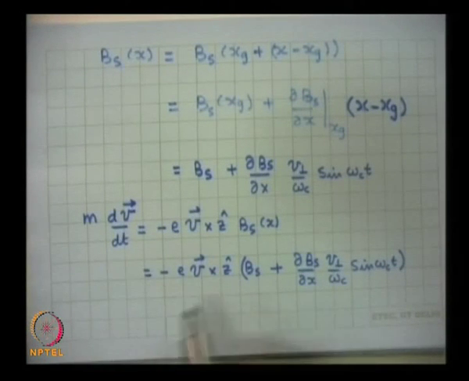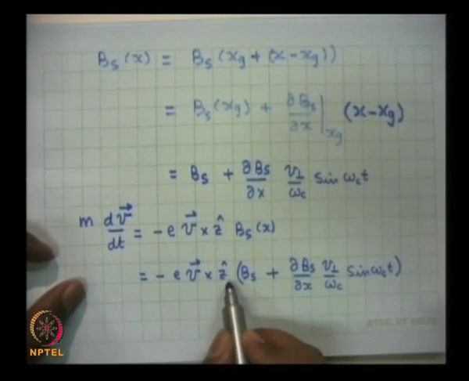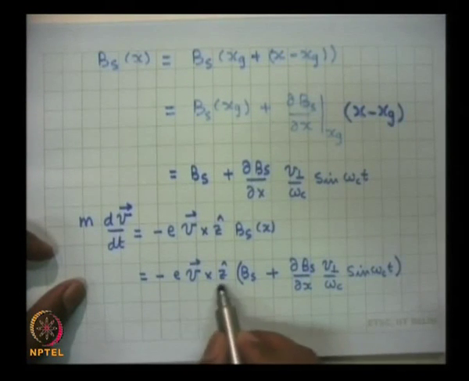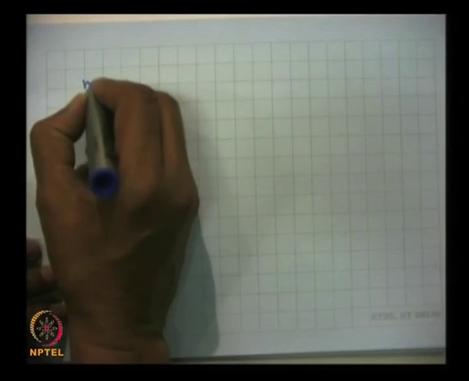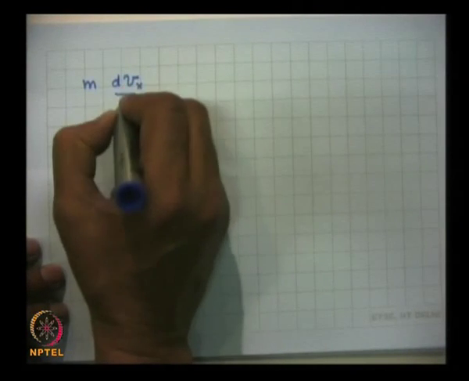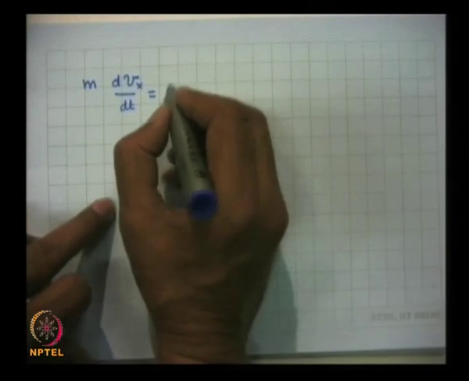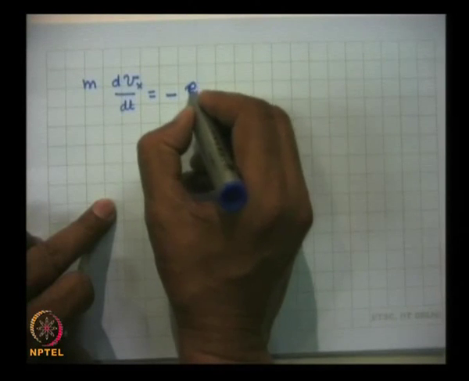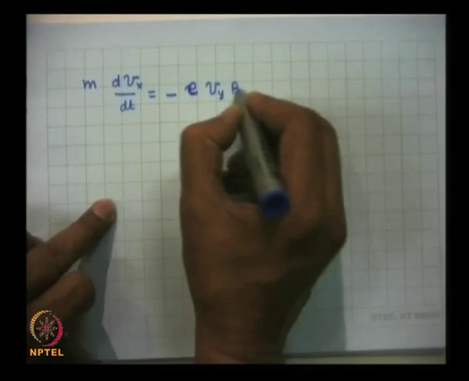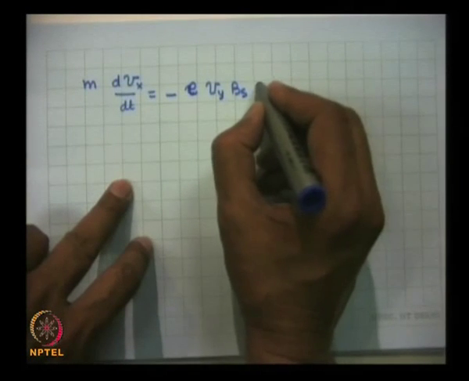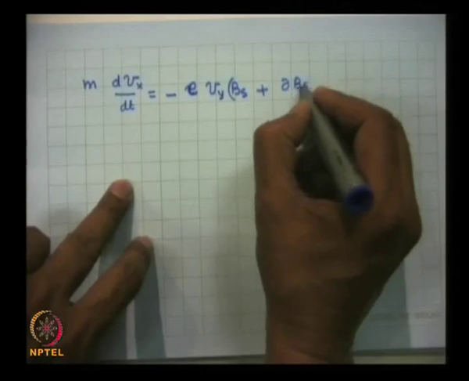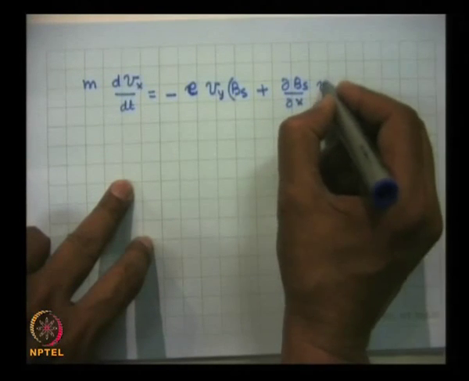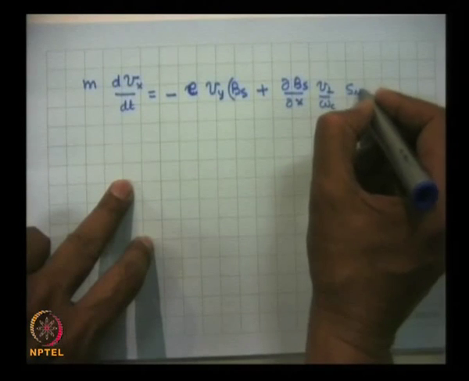I am going to write the components of this equation. Let me write down the x component, recognizing that this is a vector equation, so you have to worry about the x component of this, then the y component of this. Let us see. I get m dvx by dt is equal to minus the charge of the electron into vy Bs plus delta Bs upon delta x v perp upon omega c sine omega c t.